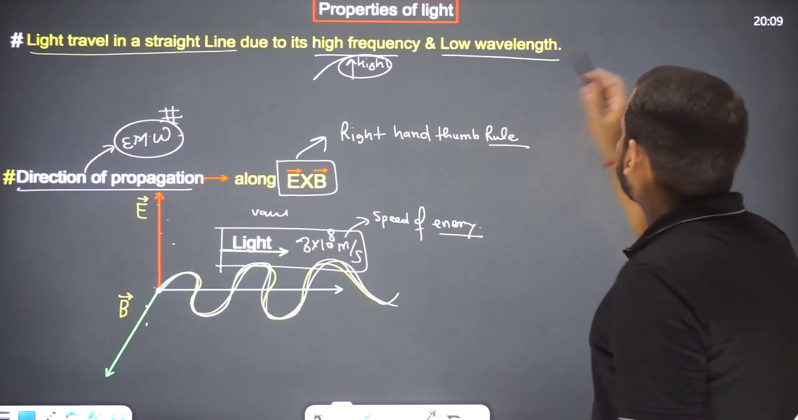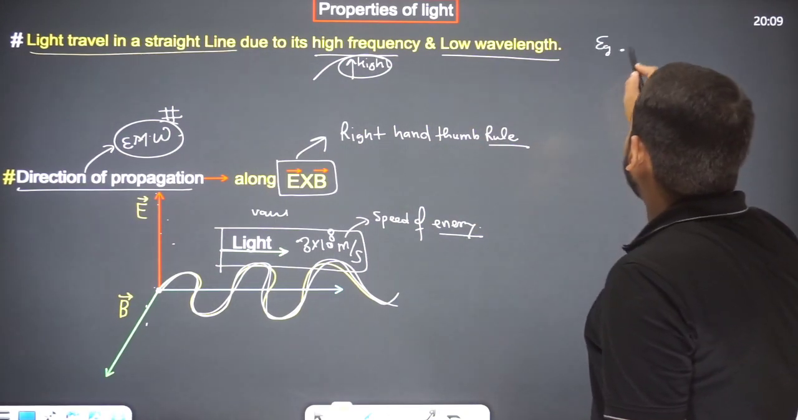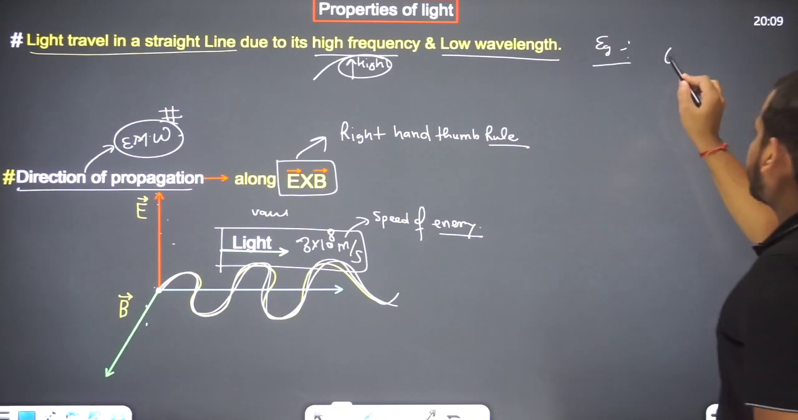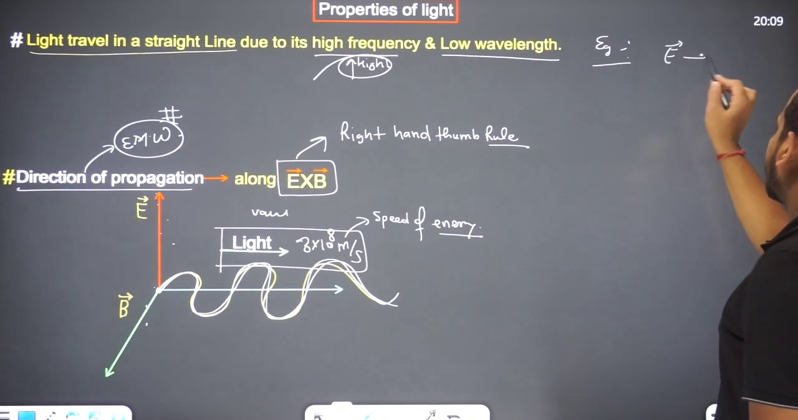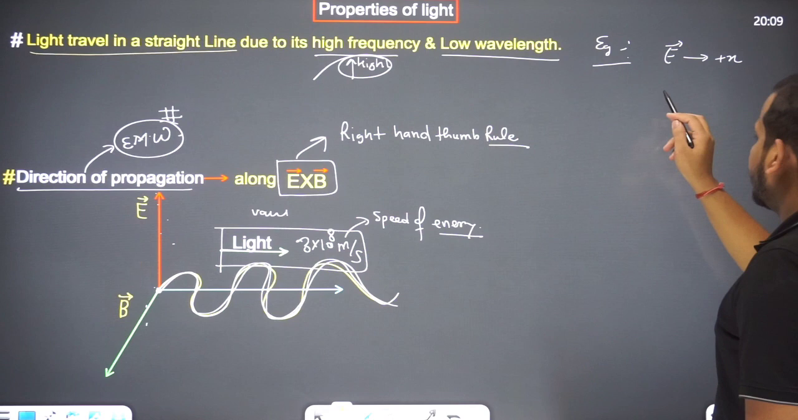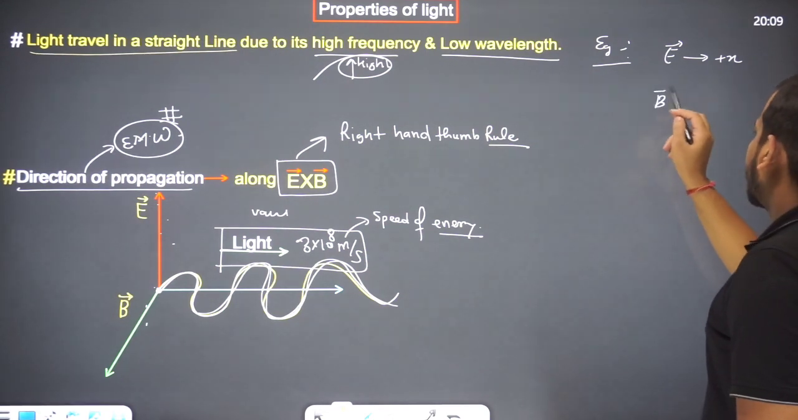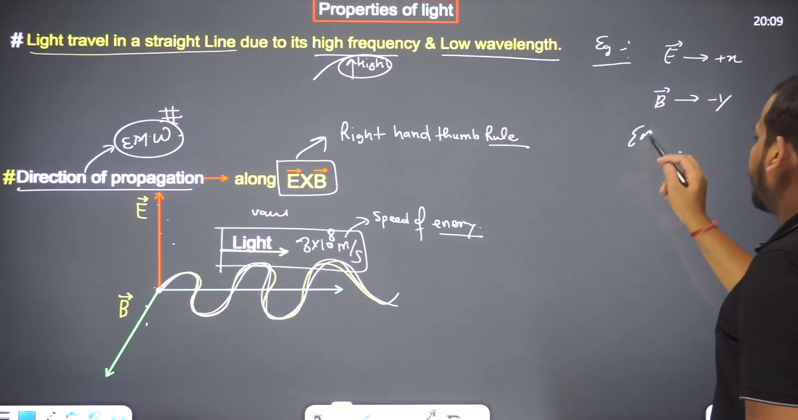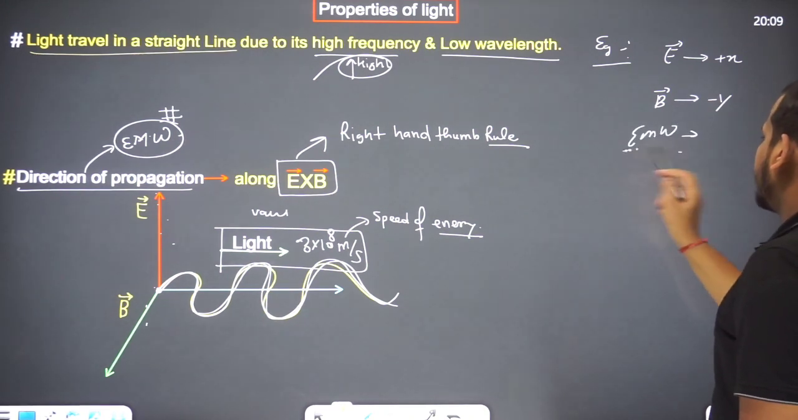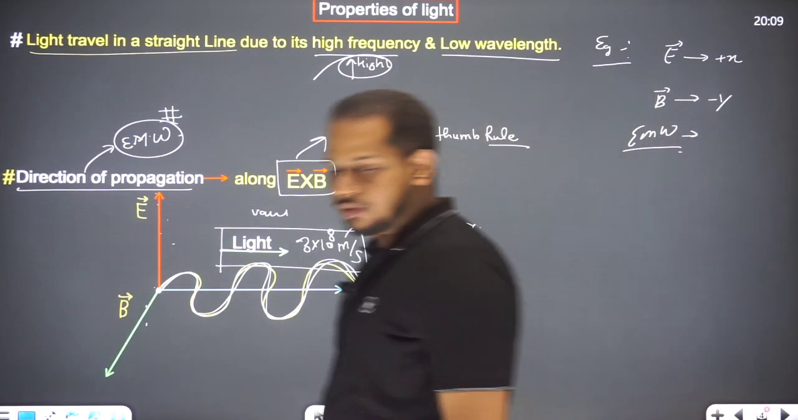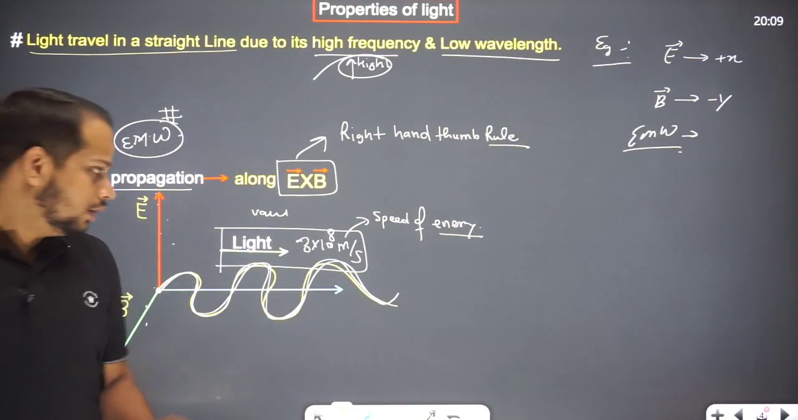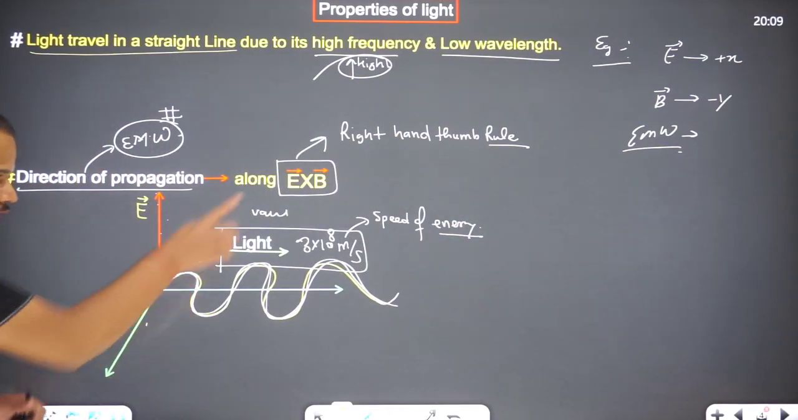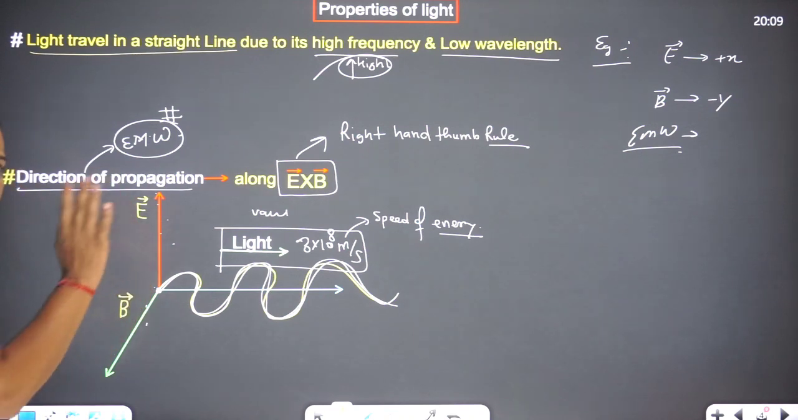Let's take an illustration on this one. If the direction of the electric field is along the positive x-axis and the magnetic field is along the negative y-axis, what can we say about the direction of the electromagnetic wave? Can we find it out? Let's see here. E cross B: E is in the upward direction, right hand.